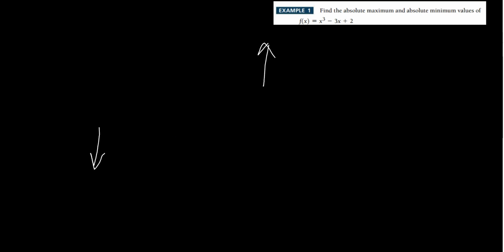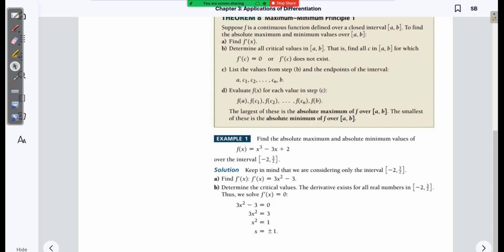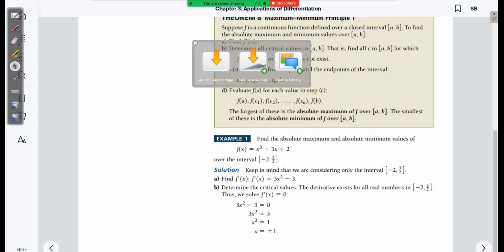Did I do that? I snipped the... I didn't snip the problem again. I don't know why I keep cutting that off. Over the interval. There.